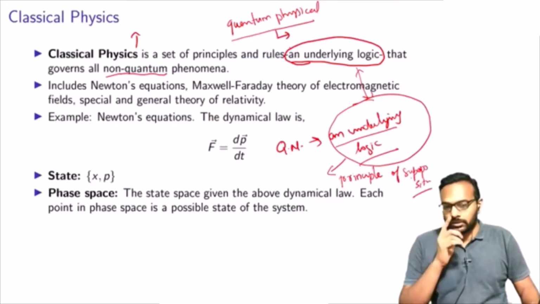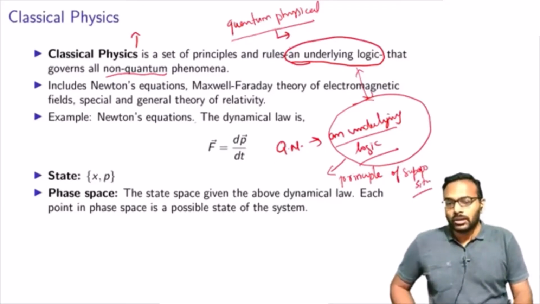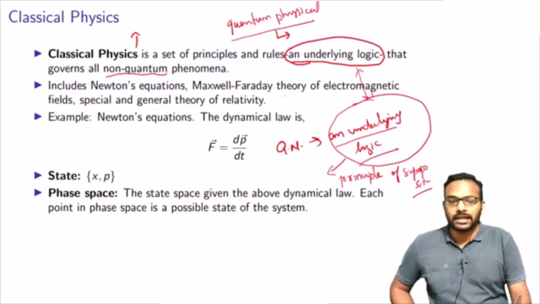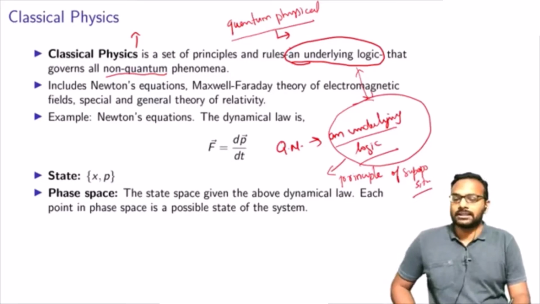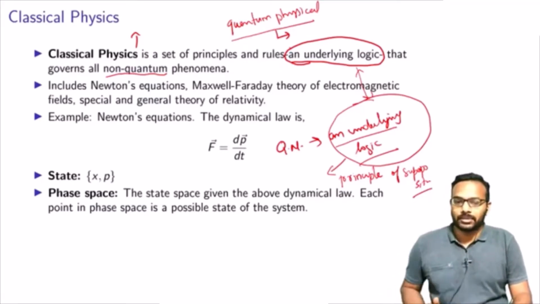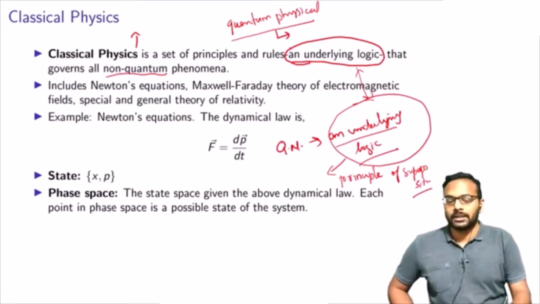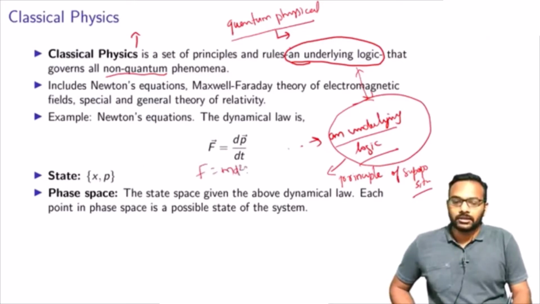Okay, principle of superposition. Now, classical physics includes Newton's equation, Maxwell and Faraday's theory of electromagnetic fields, and the special and general theory of relativity. These are all built inside this particular underlying logic. A simple example is Newton's equation: F is equal to m d square x by dt square. This is a second order differential equation.